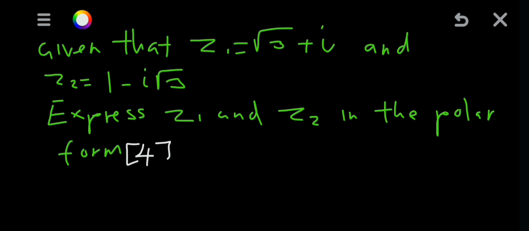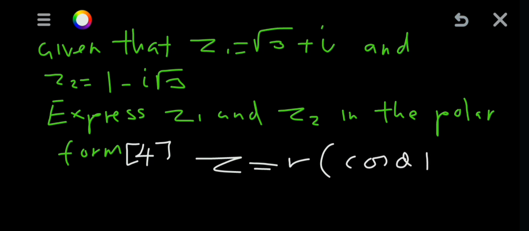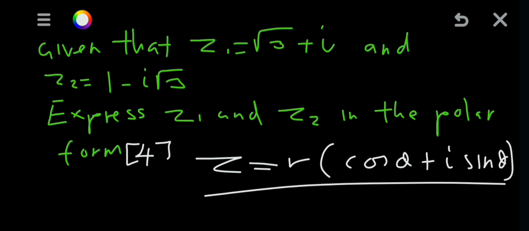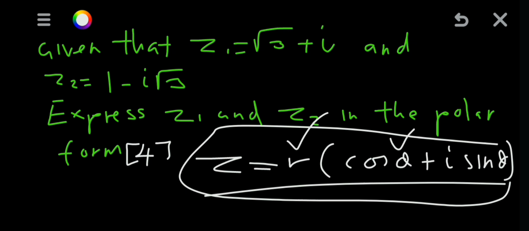So when you have been taught to express z1 and z2 in polar form, the first thing that is very, very important is to write the polar form. So polar form is in the form of z equals r (cos theta plus i sin theta). So it's very, very important to remember this formula or the format of the polar form. So now our job here is to find r and theta. That's all. Then express them in this form.